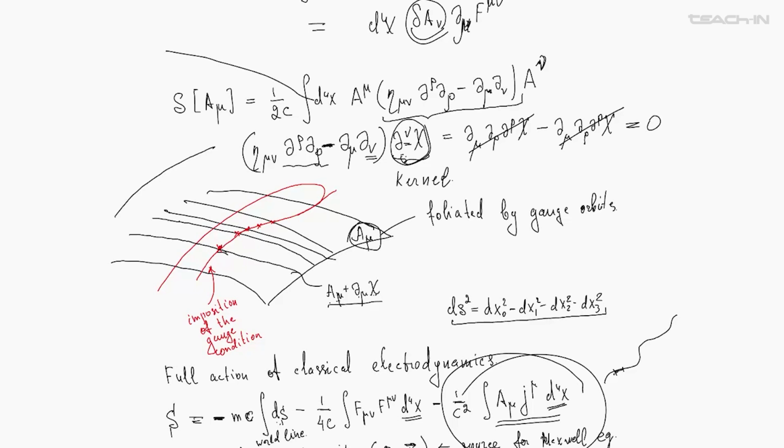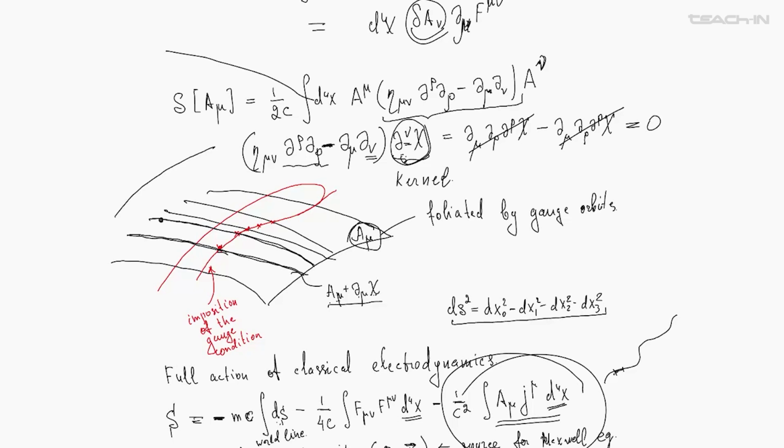We may start from another A mu, which is not on the orbit, and take another orbit, and so on. In this way, the space of all possible A mu's is divided by orbits into classes, equivalent classes. So we partition the space of all A mu's into classes of gauge equivalent configurations. People say sometimes that we foliate the space of all A mu's by gauge orbits.